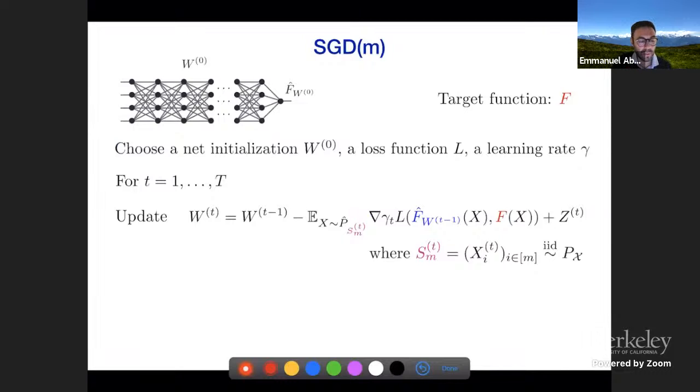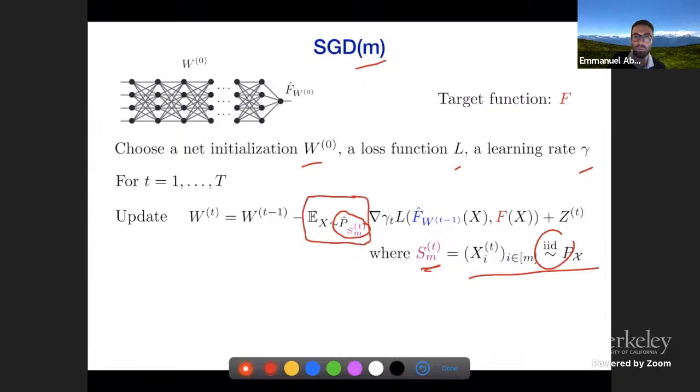So GD, SGD with parameter m here refers to the mini batch size. The setting is you get your net initialization W0. I'll discuss next what kind of initialization is allowed. You have your loss function, your sequence of weights, and then you iterate the usual recursion of SGD. You update the weights with the gradient of the loss, and the setting is that you get m fresh samples at each time step. They are IID from this distribution Px, and this notation P hat S_m is the empirical distribution of these m fresh samples. So this expectation is exactly the empirical average over this fresh batch.